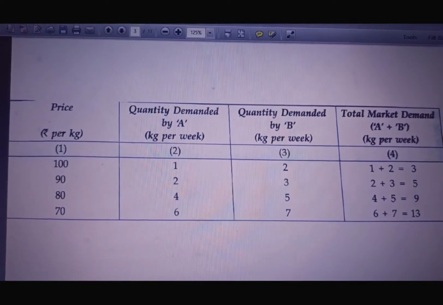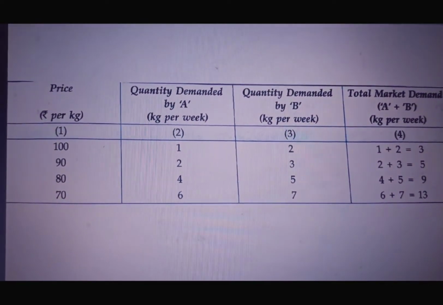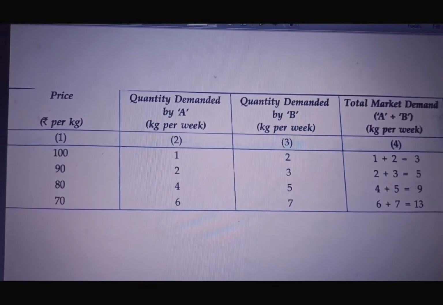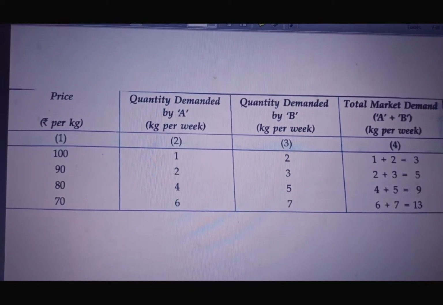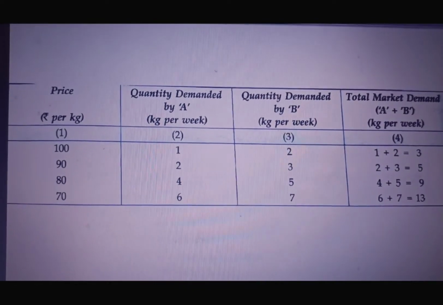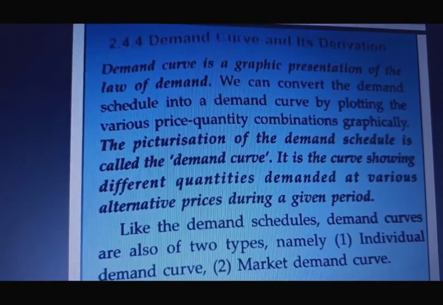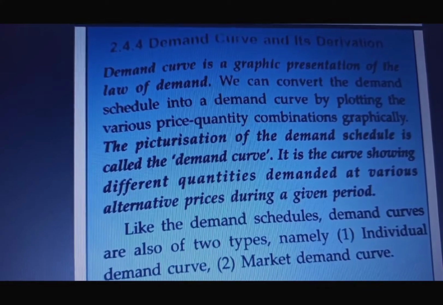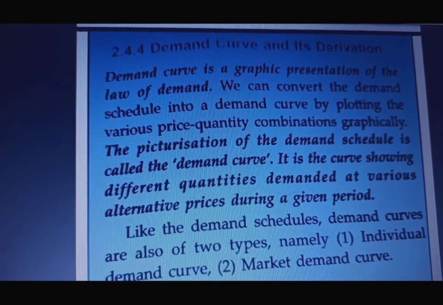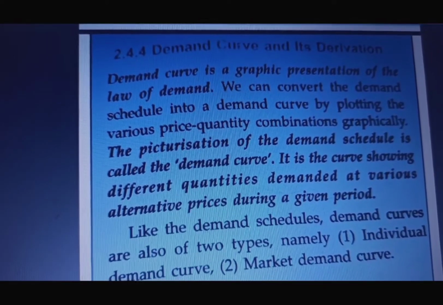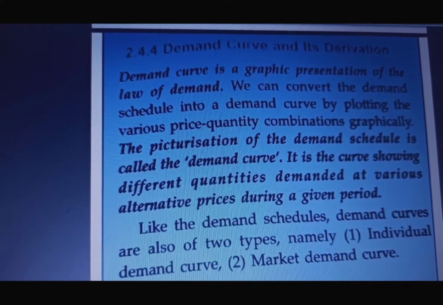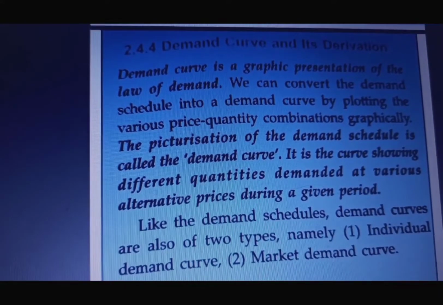So like that, the sum total of all the consumers, two or more than two consumers, at a particular price in a given time period, that tabular representation of their demand is known as the market demand schedule. The next topic is the demand curve. The graphical representation of the demand, the law of demand, is known as the demand curve. It may be an individual demand curve, it may be a market demand curve.